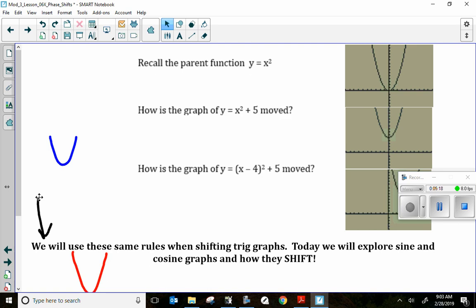Okay. So my sine graph. Let's say I had a sine graph here. That's sine, right? Maybe it will move up 5, then over 4. That's it. It's the same rules, okay? And today we're going to explore sine and cosine graphs and how they shift. Same exact rules, all right? So don't be intimidated.